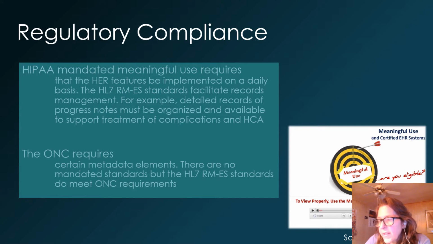Other issues addressed include preventative measures. For example, if a record is incomplete, it must be flagged as such, and if a timeline is set for completion, it must be flagged and displayed. So currently it does allow some flexibility because the regulation is also flexible, but certainly as more requirements are mandated, the HL7 RM-ES standards will become more rigid and more specific.